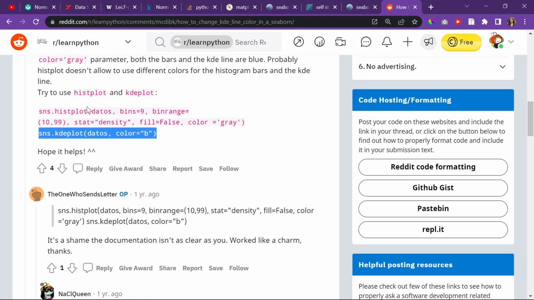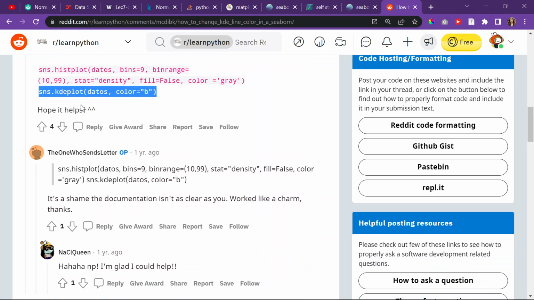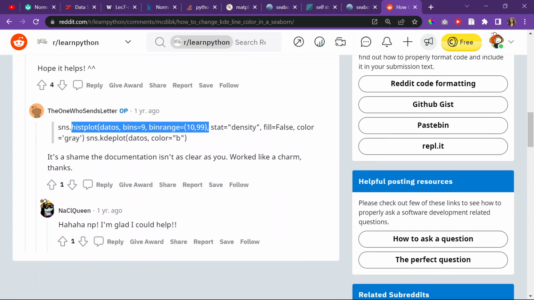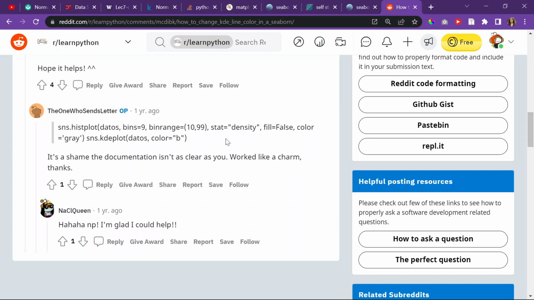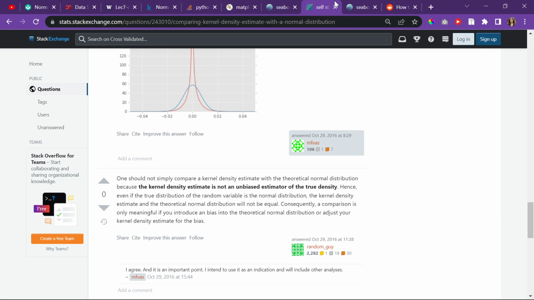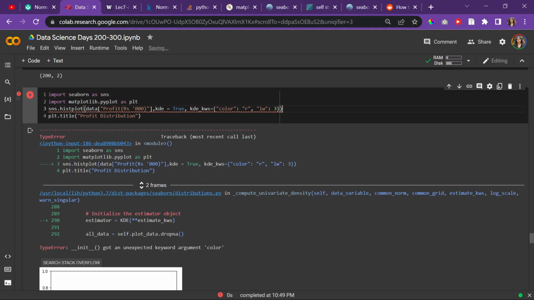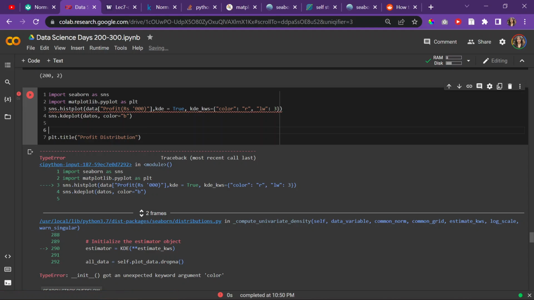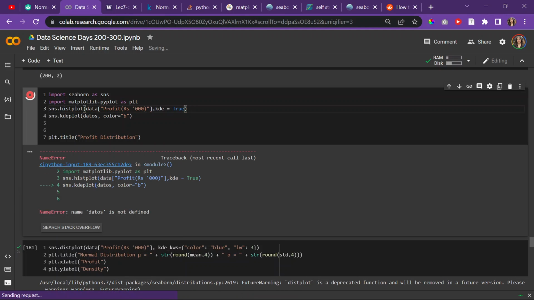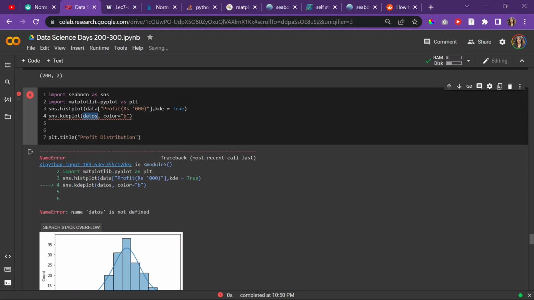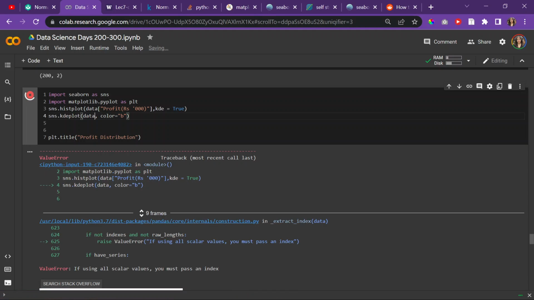What? What is status? Oh, it's data. sns.histplot. Which is next, clear as you work like a charm. Thanks. Really? Where's the thing? So you just add like a. That doesn't make sense. And then I delete this. Are you kidding? Duh, it's not defined. I don't have datos.